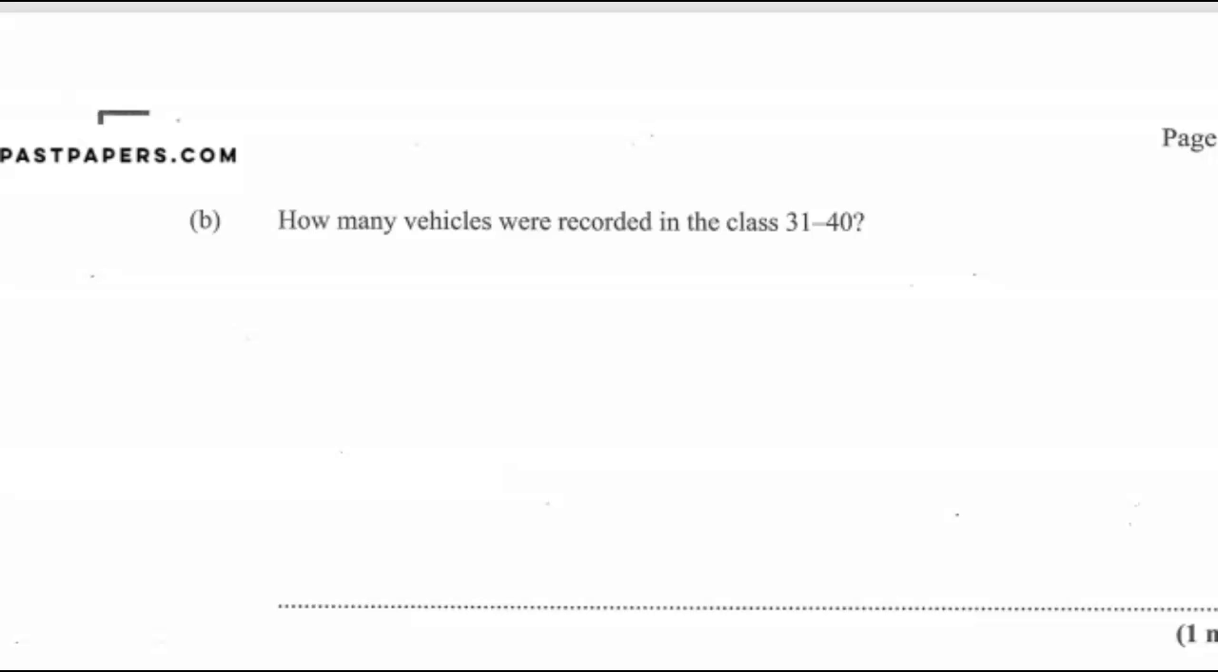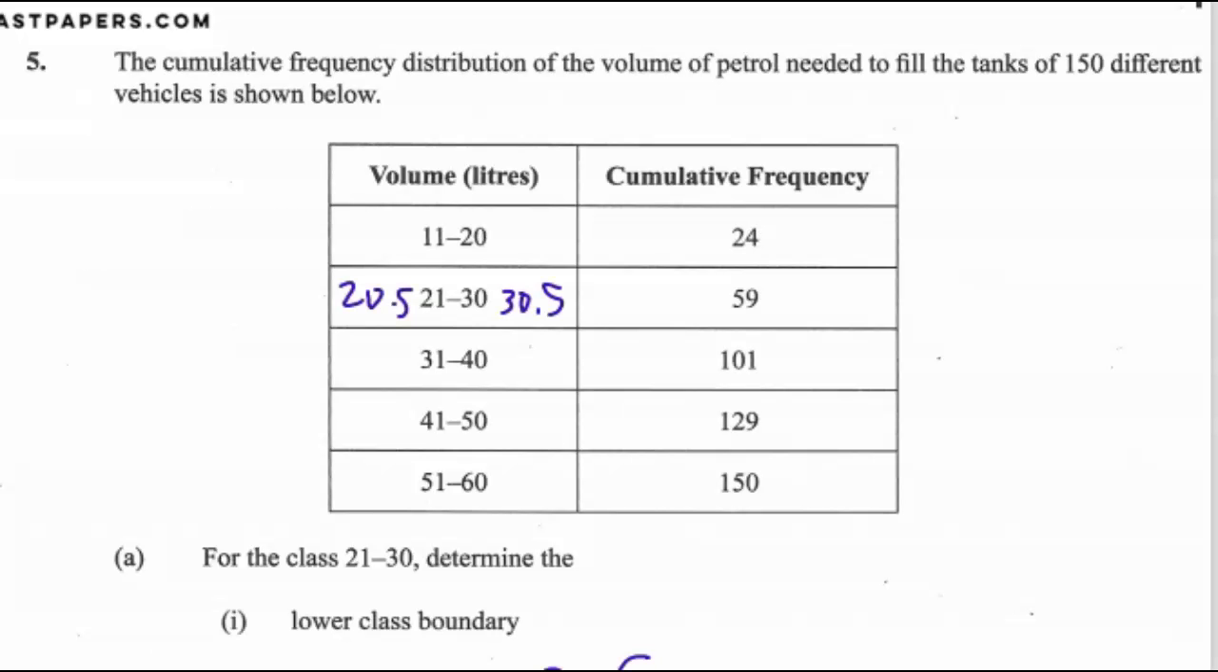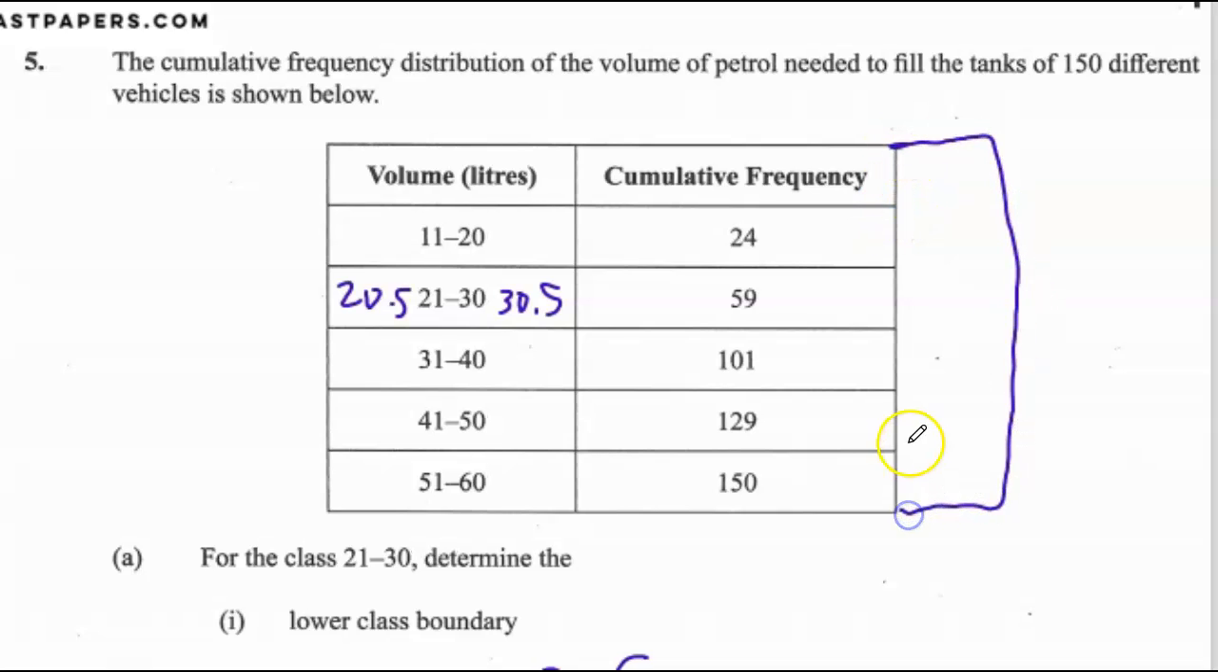So next we are asked how many vehicles were recorded in the class 31 to 40. Let's go back to the table. Now it's very important to remember that this is a cumulative frequency table. So if you want the actual frequencies, you will have to do some subtraction. Of course the first frequency is the same as the first cumulative frequency value, which is 24. And to get the other frequencies, you subtract. The difference between 24 and 59, that's 35.